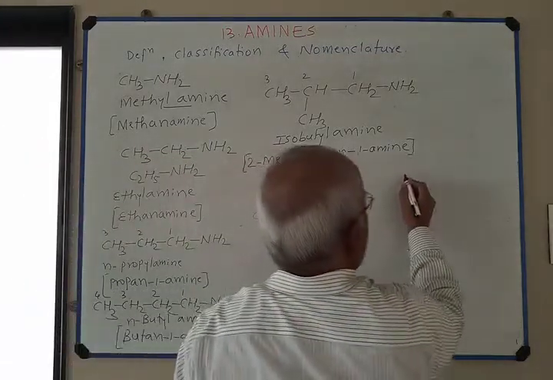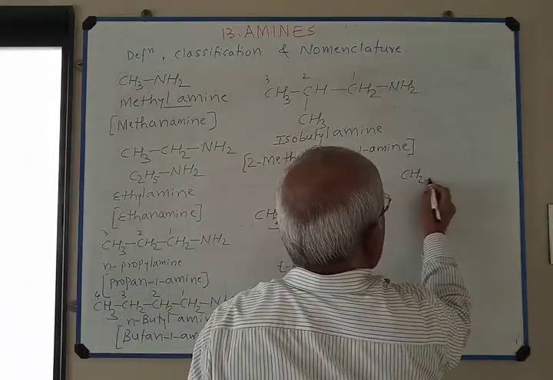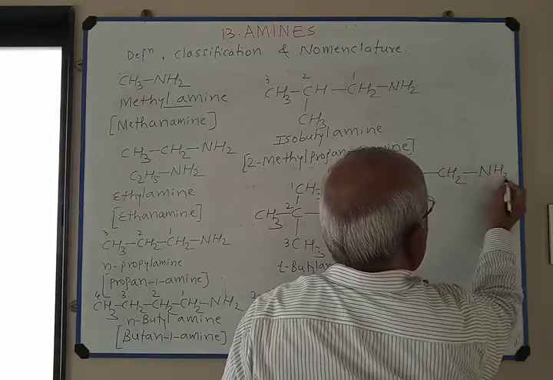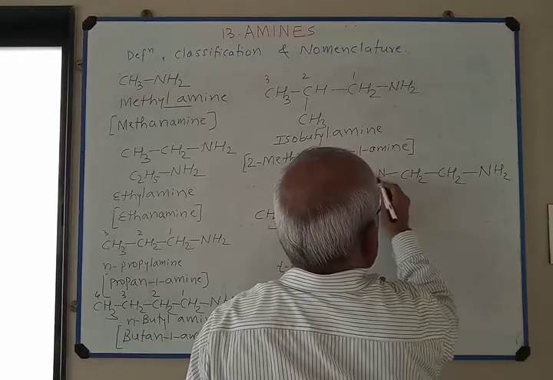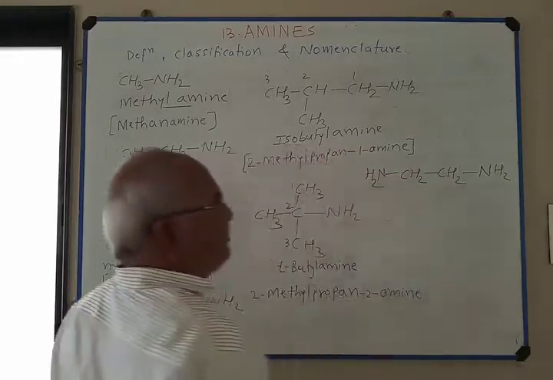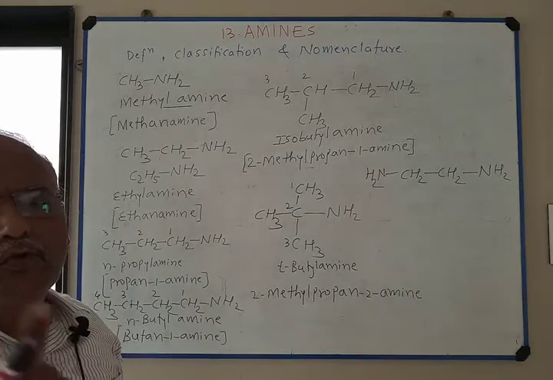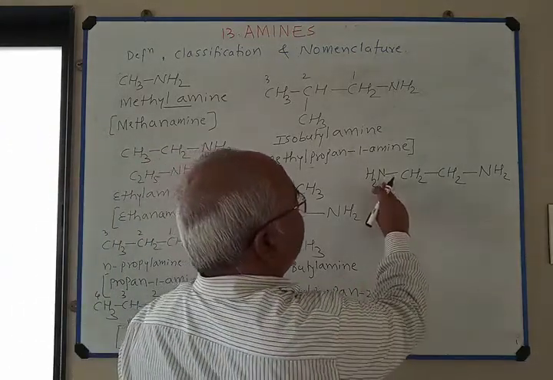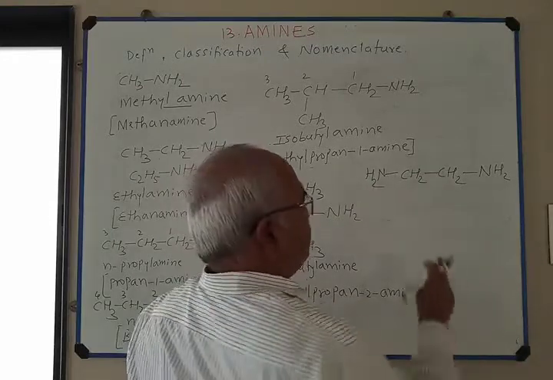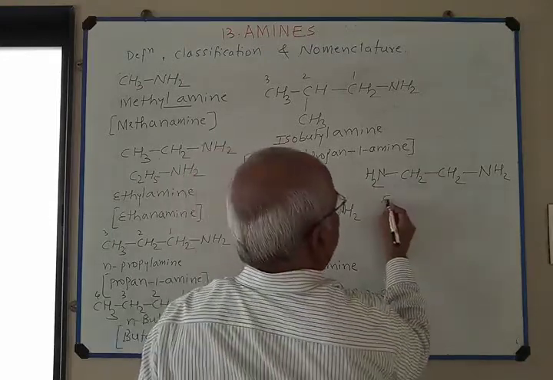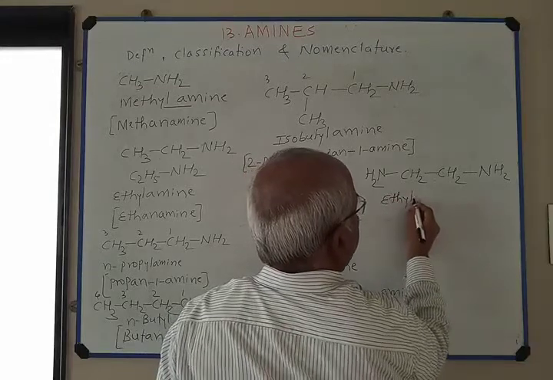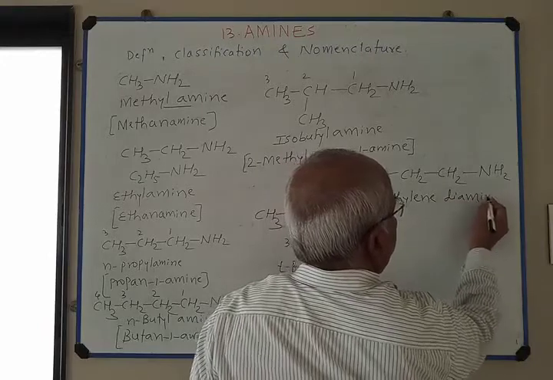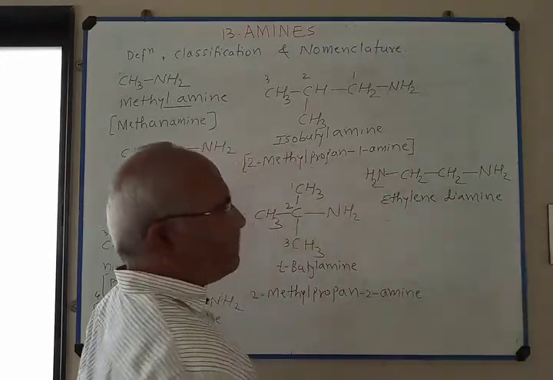Next example, CH2 NH2, and here NH2. NH2 group, that is amino group, is present 2 times, therefore it is named as diamine. Here 2 carbon, therefore it is called ethylene diamine. Ethylene diamine.